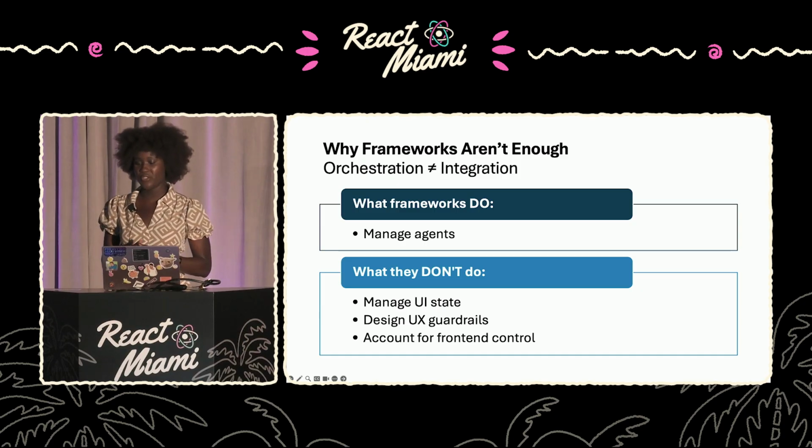Frameworks are great at orchestration, chaining tools, managing memory, and multi-agent coordination. What they're bad at is the last mile, integrating with your specific React app, your specific UI, your specific user. Orchestration is not the same as integration.